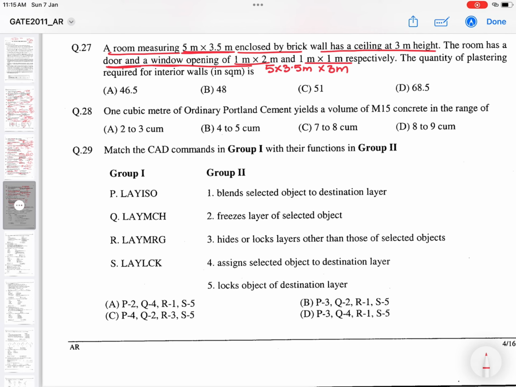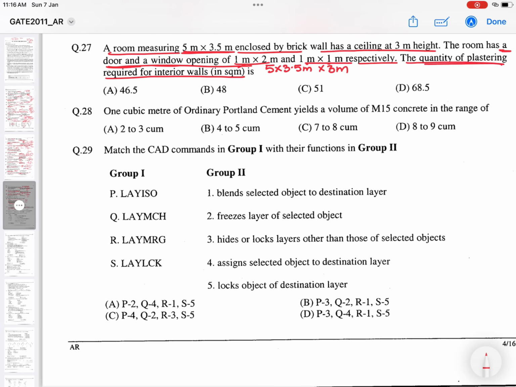Just go and read it in the question paper. The whole answer will be wrong if you have missed it, if they have given 2 doors and you are just subtracting 1, you will get the wrong answer. 1 into 1 respectively. The quantity of plastering required for interior wall in square meters is. So they are asking for the plastering.